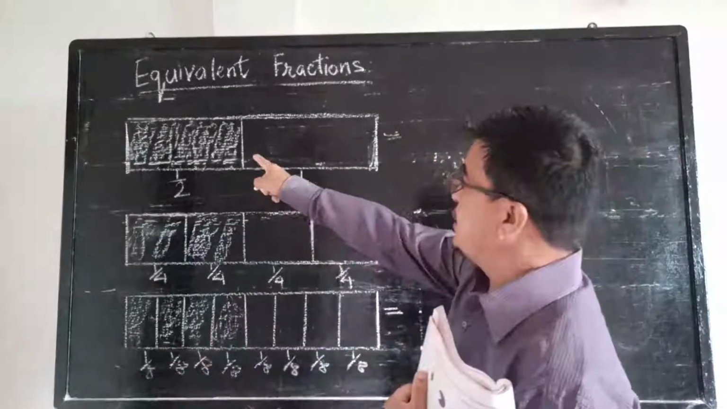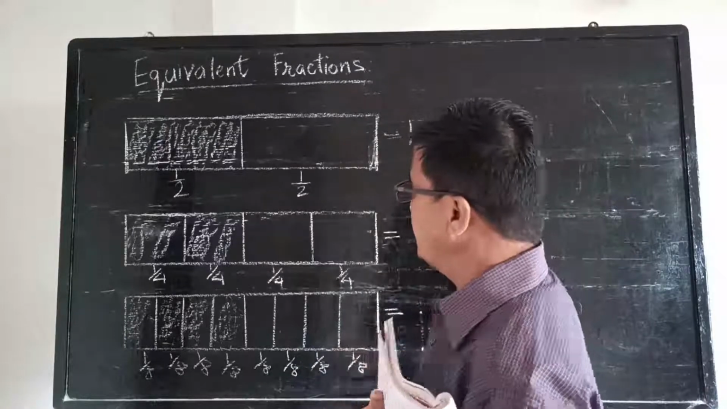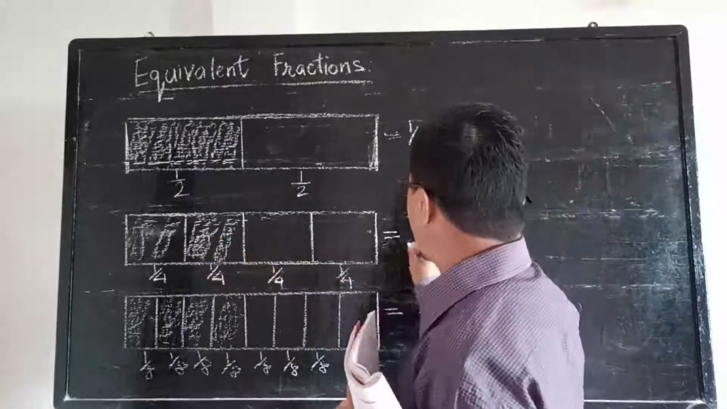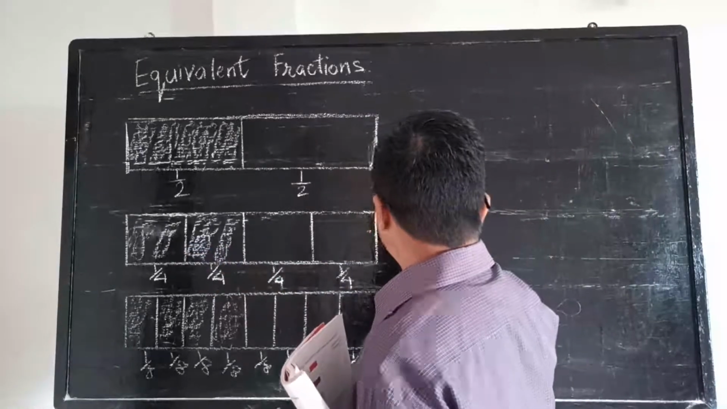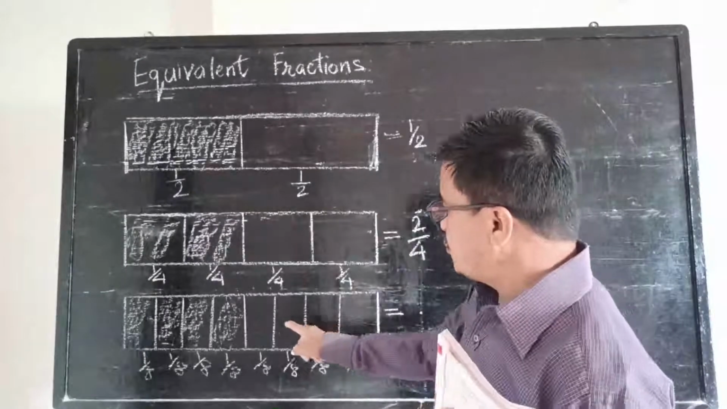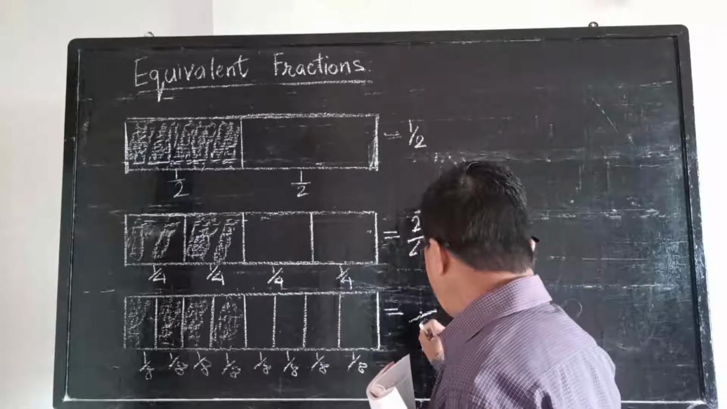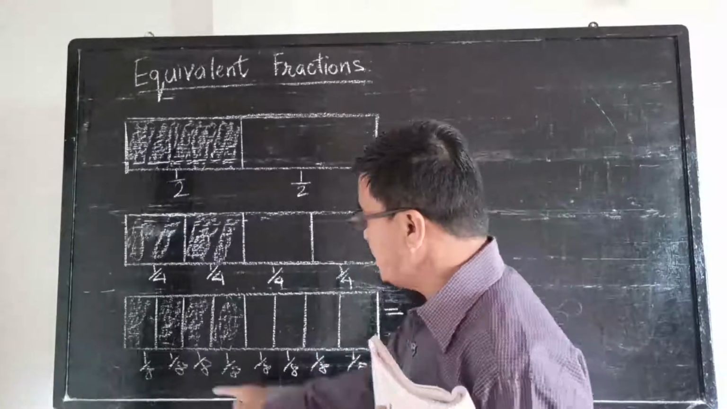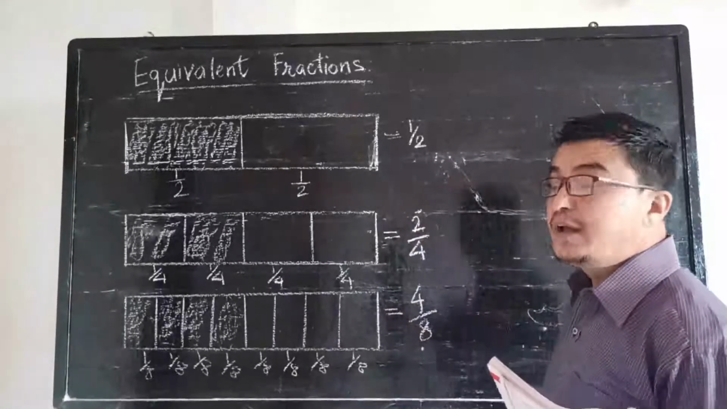Now here, how many parts are shaded? 1 out of 2 parts is shaded. Here 1, 2, 3, 4 parts. Out of 4 parts, how many parts are shaded? 1, 2. 2 out of 4 parts are shaded. Here 1, 2, 3, 4, 5, 6, 7, 8 parts. Out of 8 parts, how many parts are shaded? 1, 2, 3, 4 parts are shaded out of 8 parts.